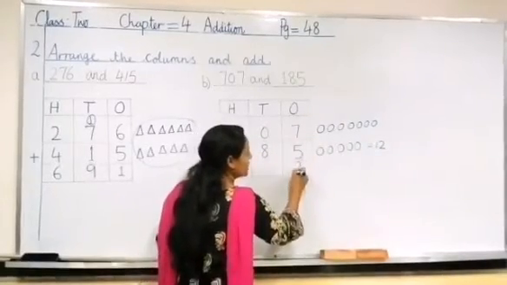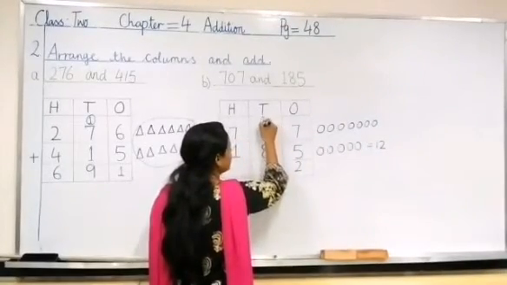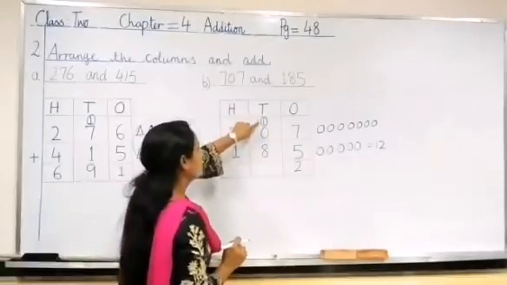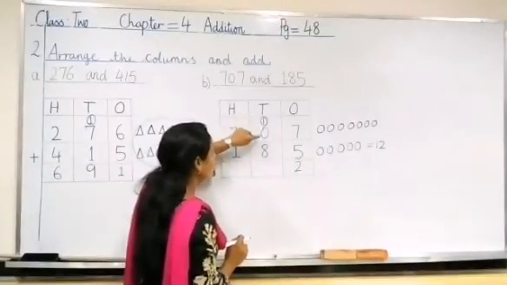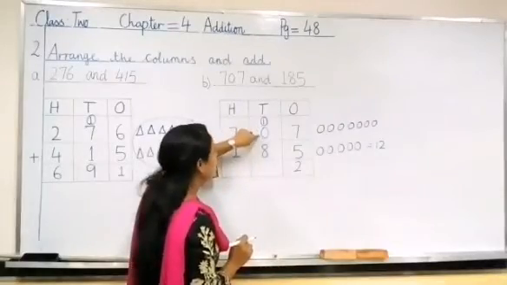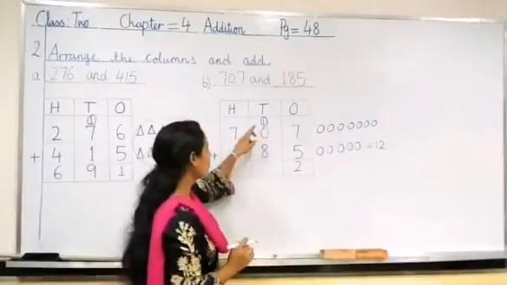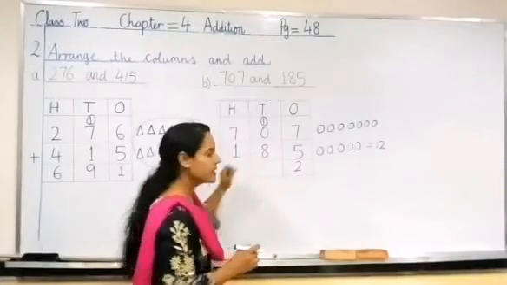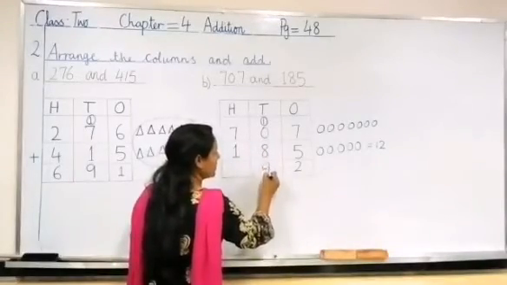We will write 2 here and 1 will come here after under the tens. We will add 1 plus 0. So the answer will be 1. And now we will add 1 plus 8. Then answer will be 9.